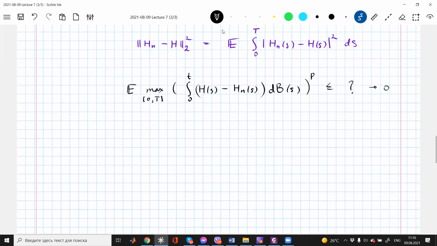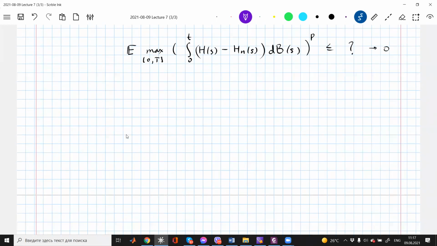And for this, I will use the following inequality for martingales. Recall that we proved that the integral is a martingale. So for martingales, we have a lot of useful inequalities, but since we have not much time, I will give it to you without proof, but you can find it in the textbook about martingales. So this is a known fact. Let me just formulate the general inequality for moments of the maximum of martingales. This is the so-called Burkholder-Davis-Gundy inequality for martingales.